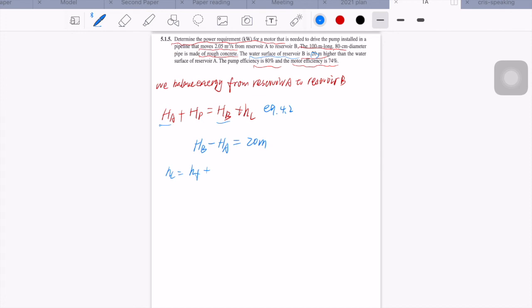I consider two minor losses here. One is the entrance loss and the other is the exit loss. And assume that the entrance is a square edge type, so we know KE equals 0.5 and the exit loss coefficient equals 1, so KD equals 1. And HF equals f times L over D times V squared over 2g.